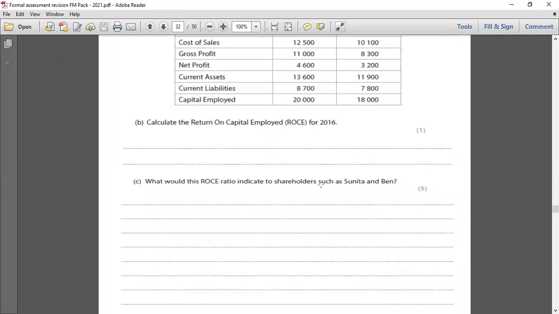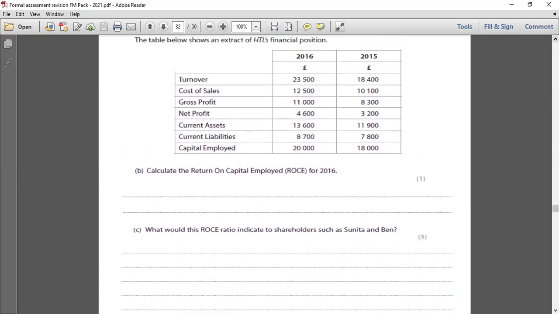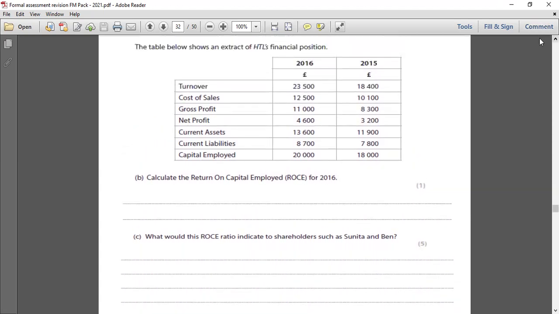That means they are asking to define the meaning of this 23%, which means Sunita and Ben, by investing their money, 20,000 pounds, in the business, are getting a 23% return from the HTL business. This is actually transport and travel. They have motor coaches and buses, and they do tourism and passenger transport in the UK. So by investing 20,000 pounds, their return is 23% per year.